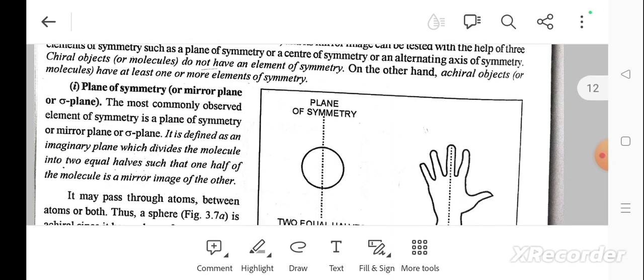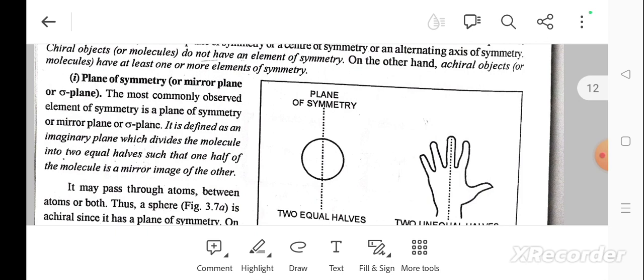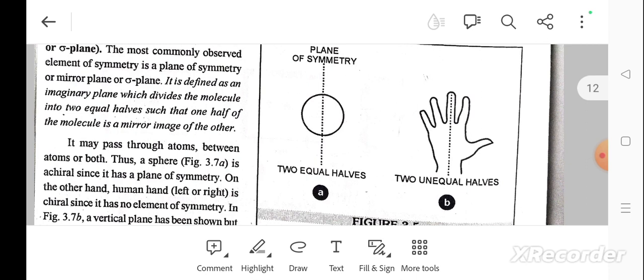Plane of symmetry, or mirror plane, or sigma plane. The most commonly observed element of symmetry is the plane of symmetry. It is defined as an imaginary plane which divides the molecule into two equal halves such that one half of the molecule is the mirror image of the other. It may pass through atoms, between atoms, or both. Thus, a sphere has a plane of symmetry.